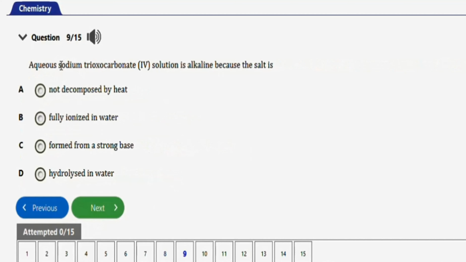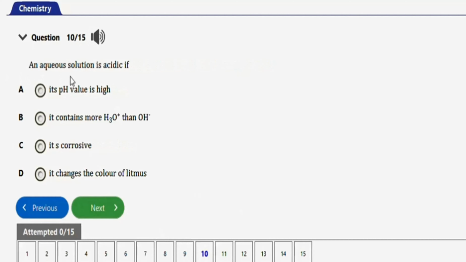It says aqueous sodium trioxocarbonate solution is alkaline because the salt is not decomposed by heat, no; fully ionized in water, no; formed from a strong base, no; hydrolyzed in water, yes. So the right option is option D. Next question will be this one.